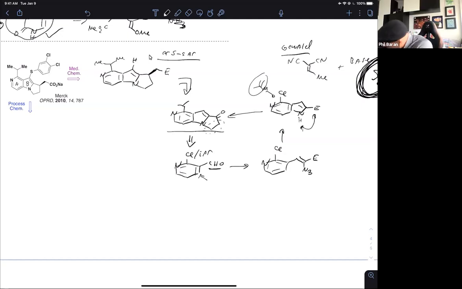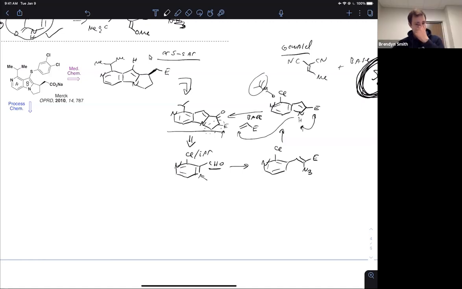So yes, great. A good candidate for that would probably be this. We're going to get our Michael addition, heteromichael, to take place. We're then going to get the Dieckmann to take place with the ester here, and then decarboxylation, and you've got your five-member ring. So that looks like a pretty good medchem route to me. I think the medchemists are probably pretty happy with that route.